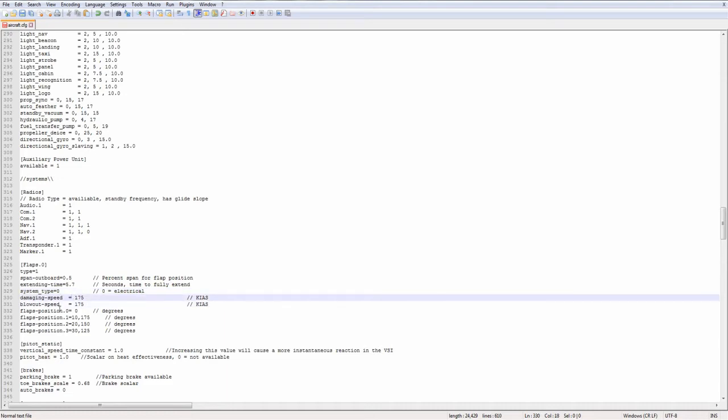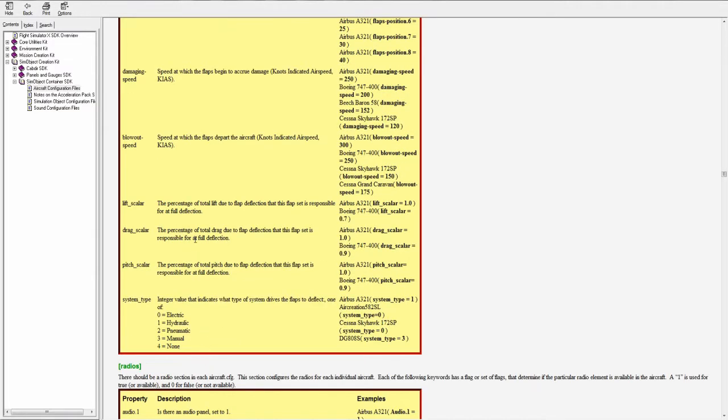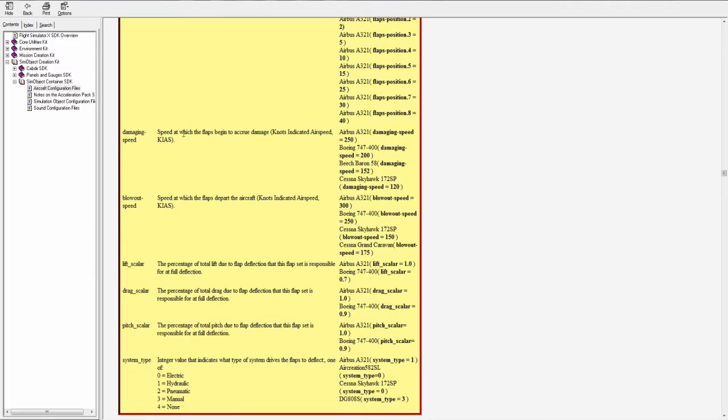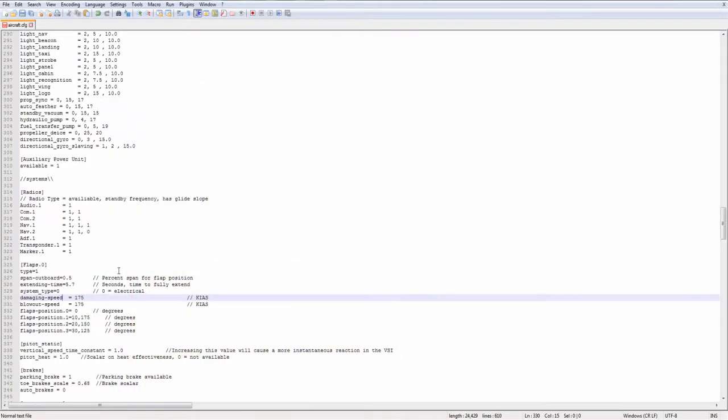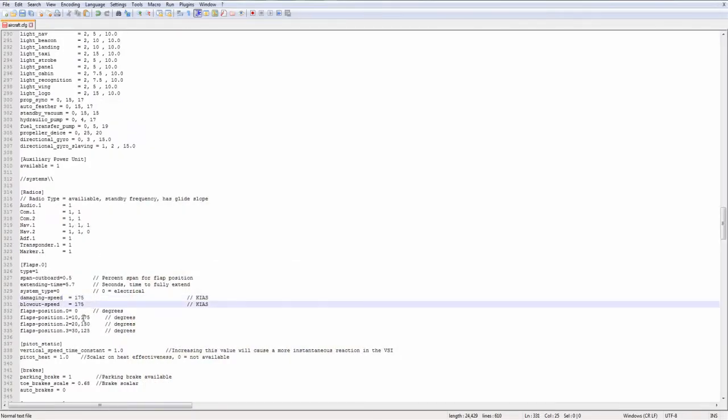Now, these two here are damage and blowout speeds. Damage speed, let me read, it might have a specific here. Speed at which the flaps begin to incur damage. Speed at which the flaps depart the aircraft. Now, I don't know for sure, you might be able to tie that to an animation on the plane in the actual 3D model if the flaps completely just disappear from the plane, because the blowout speed is the speed at which they will be sheared off of the plane. So if you exceed that with the flaps down, kiss your flaps goodbye.